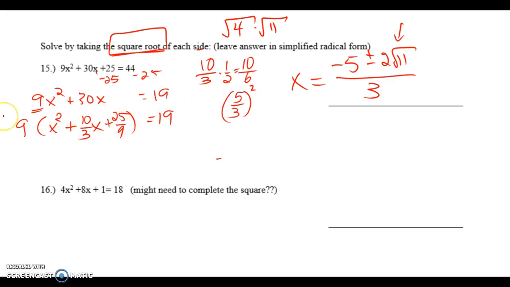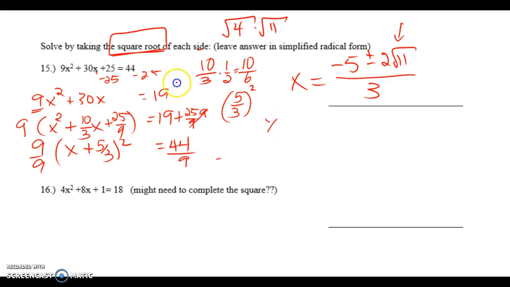Now, I'm going to add 25 over 9 times this 9 over here. Notice what happens. Those cancel out, so I'm really back at 44, aren't I? So this is 9, and this becomes x plus b over 2, 10 over 6, which is 5/3 squared. Divide by 9, divide by 9.